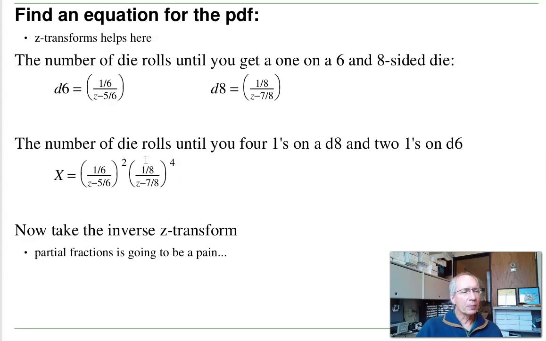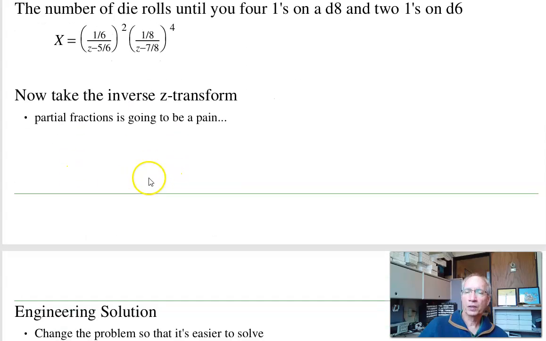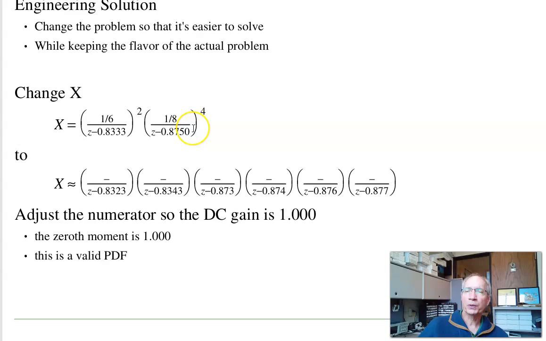So if you have a hard problem to solve, there's a couple ways to solve it. An engineering solution is, if I have a hard problem, change the problem. But change it in a way that I keep the flavor of the old problem, but make it easier to solve. The problem I have here are repeated roots. So rather than have repeated roots, I'm going to change them.